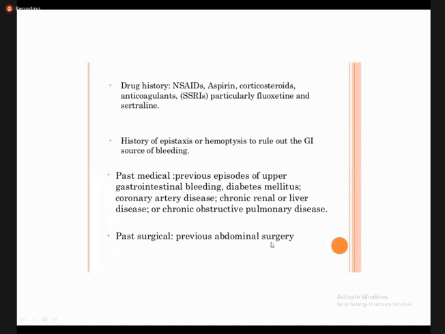And past history of any abdominal surgery, indicating any post-surgical causes of GI bleed, or causes related to the gut, like Crohn's disease. If the patient has had surgery and has a re-bleed, or the patient had surgery for a tumor and bleeds after that, we have to look for other causes.